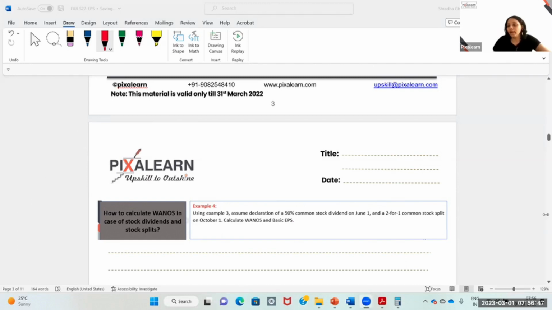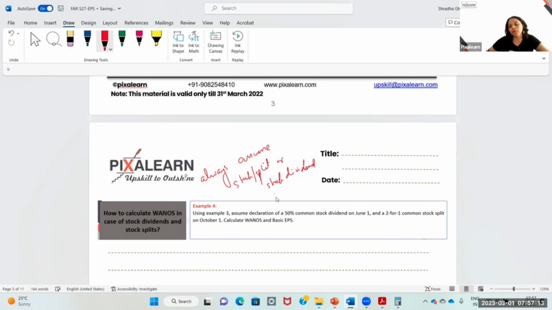Now, what they tell you is, in case there is a stock dividend or a stock split, that means something which has an impact on the values, always assume that it happened on the first day. So always assume that the stock split or stock dividend happened on the first day of the year. That means in the beginning of the year, this thing has happened. The problem happens when there is an issue or a buyback subsequent to this. Then what do you do? We'll see how it works out.